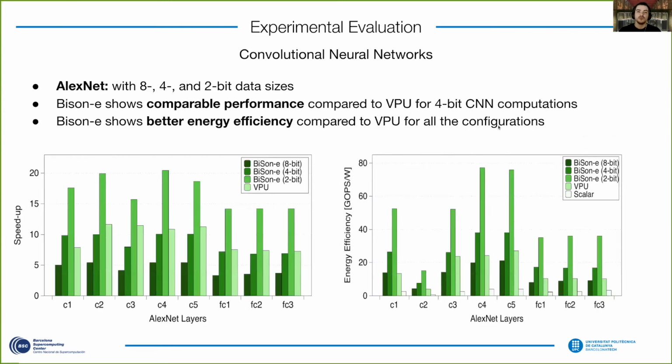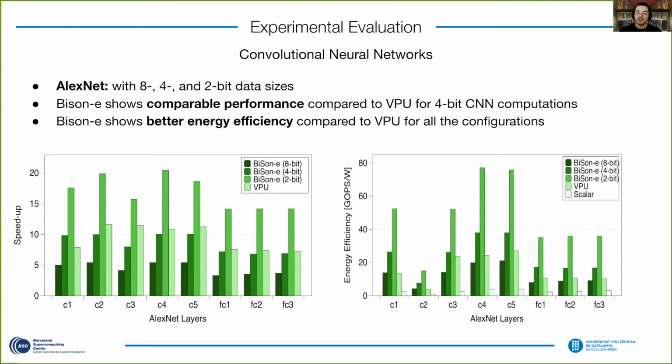Then we computed 2 convolutional neural networks named AlexNet and VGG, and we compare the results of BiSone with 8-bit, 2-bit, and 4-bit with respect to a 2-lane VPU based on RISC-V. As you can see from the images, from a performance standpoint, BiSone shows comparable results with respect to the VPU with a 4-bit implementation and outperforms by a factor of roughly 2x the VPU for 2-bit implementations. While in terms of energy efficiency, BiSone is always better than the VPU.